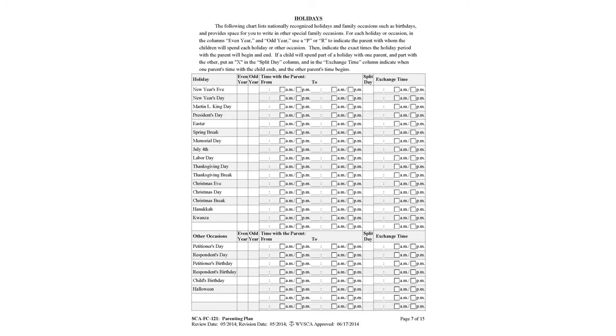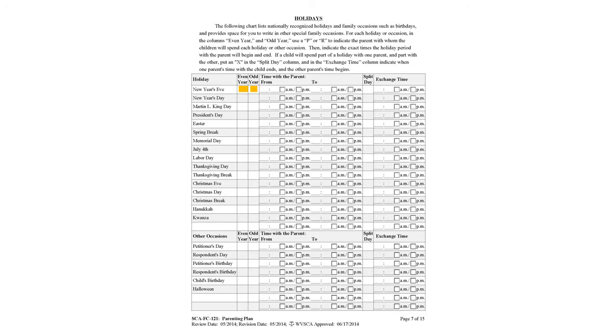Page 7 looks at holidays. This chart lists certain recognized popular holidays and family occasions such as birthdays. It also provides spaces for you to write in other events or special family occasions, religious celebrations, or other cultural observations. For each occasion, in the columns even year and odd year, list P or R. P stands for petitioner and R stands for respondent.